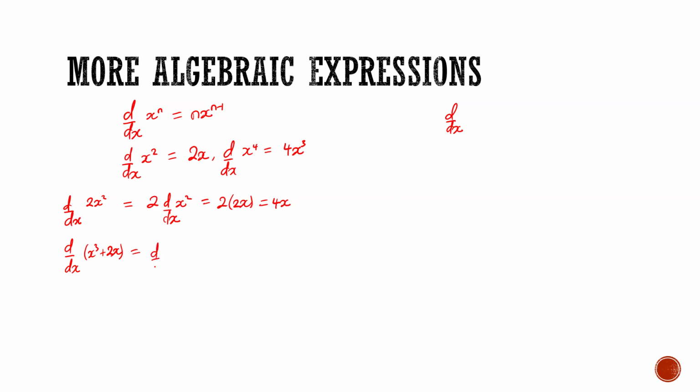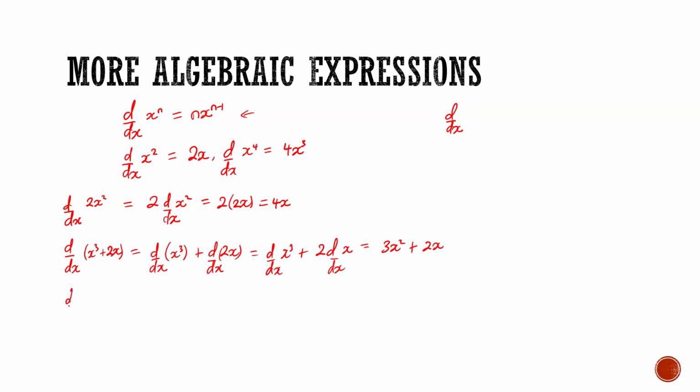And this would simply be the derivative of x cubed plus the derivative of 2x. But you also know that the derivative of 2x can be written as twice the derivative of x itself. So this would give you 3x squared plus 2 when you carry out that rule right there.